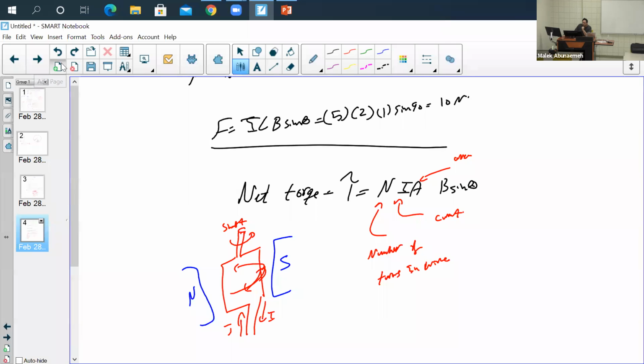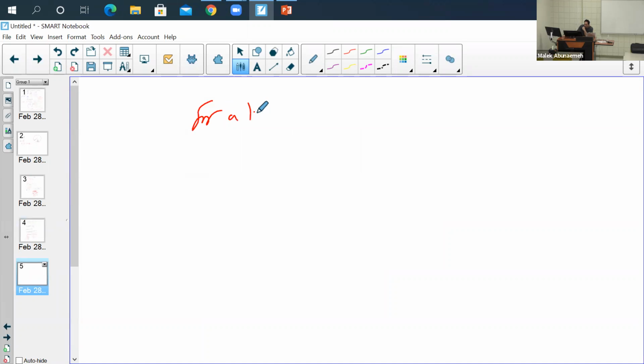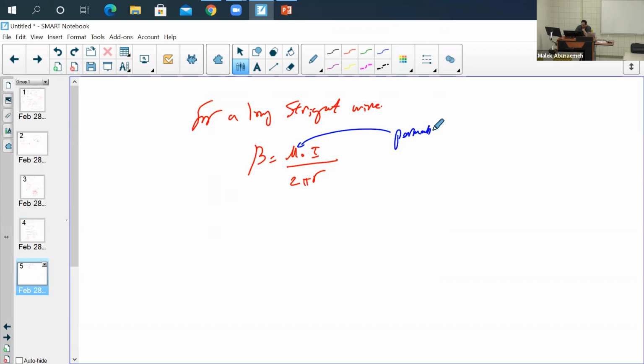Now for our long straight wire, your magnetic field is going to equal mu naught I over 2 pi r. Now we have defined mu naught from previous classes as your permeability of free space, which is going to equal 4 pi times 10 to the negative 7 Tesla meters per amp.